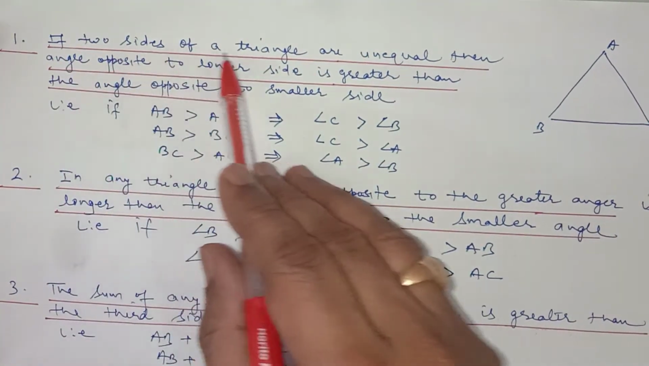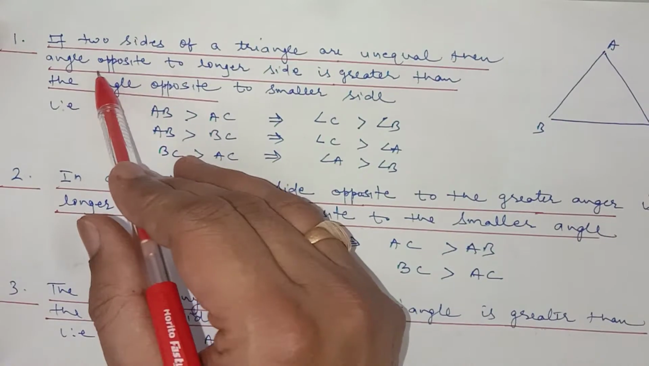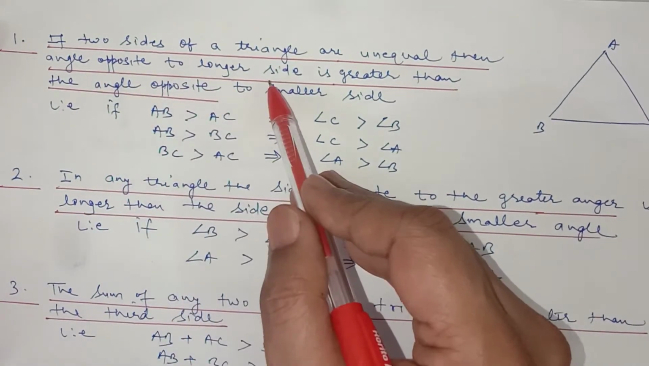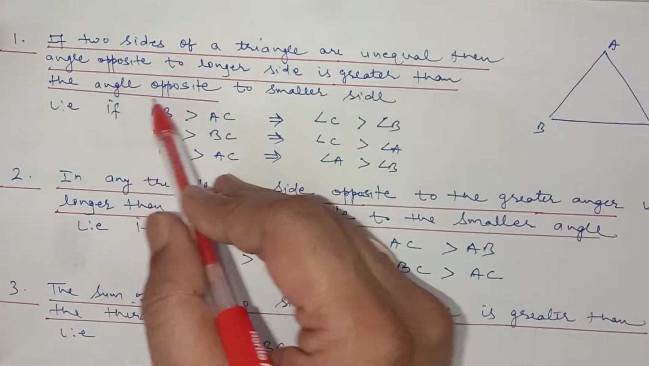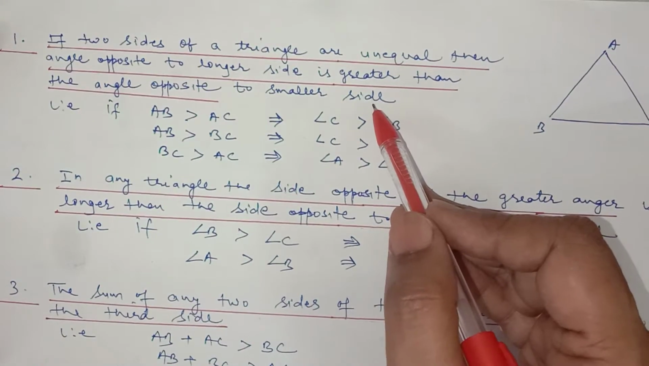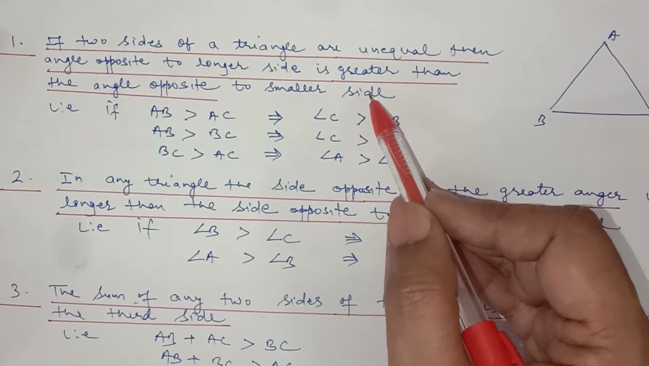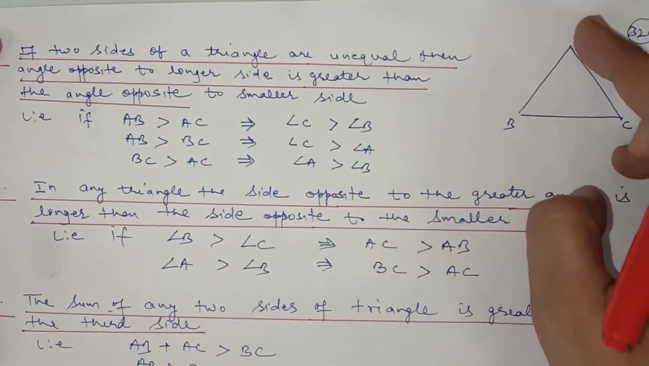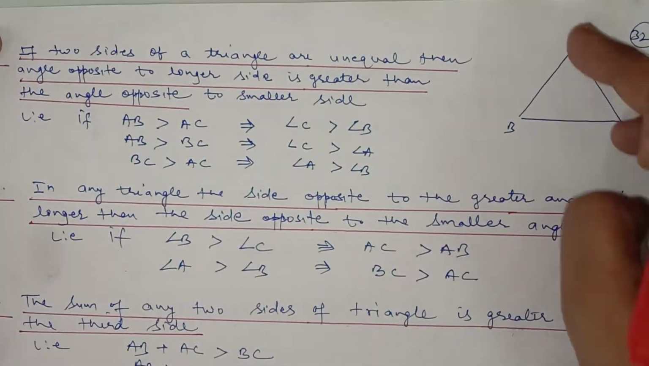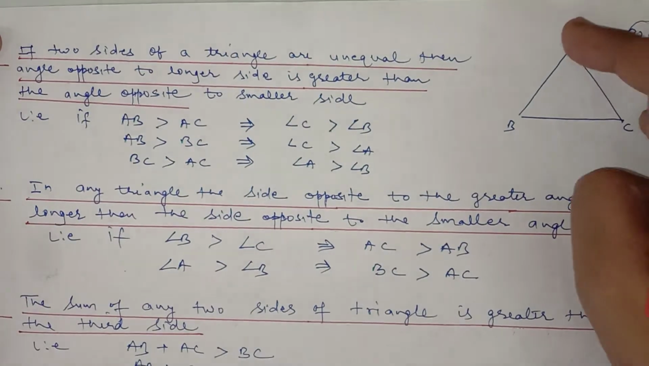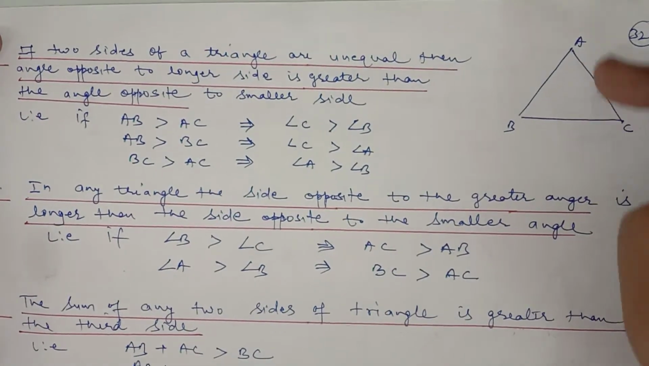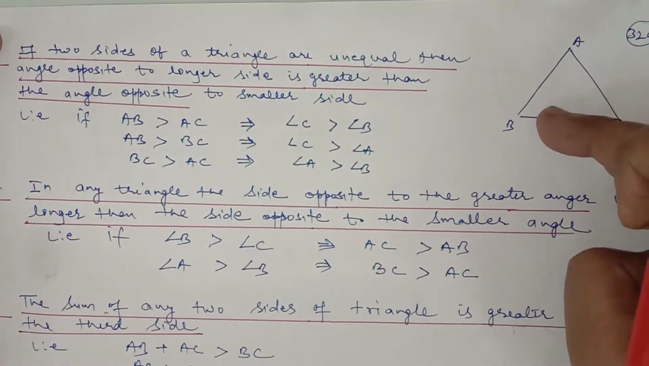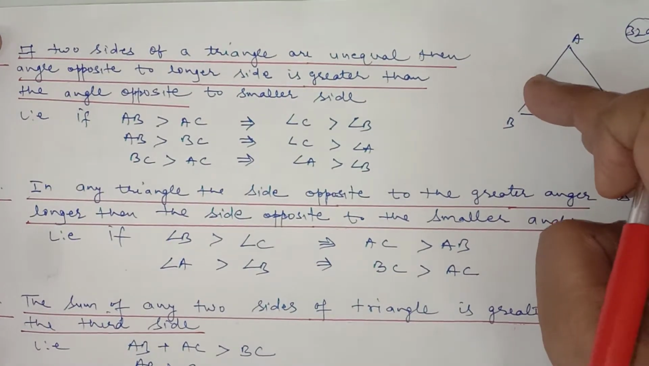Now, if two sides of a triangle are unequal, then the angle opposite to the longer side is greater than the angle opposite to the smaller side. That means the longer side has a greater angle opposite to it. That is, if in this triangle AB is greater than AC, then the angle opposite to AB is angle C, and the angle opposite to AC is angle B, then angle C will be greater than angle B.